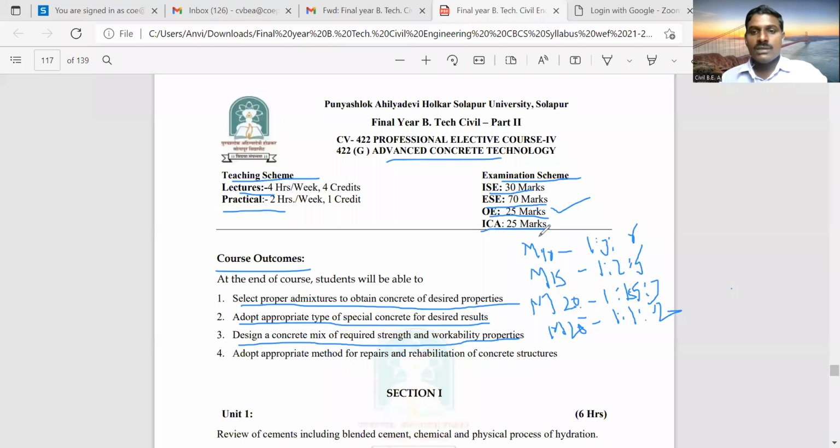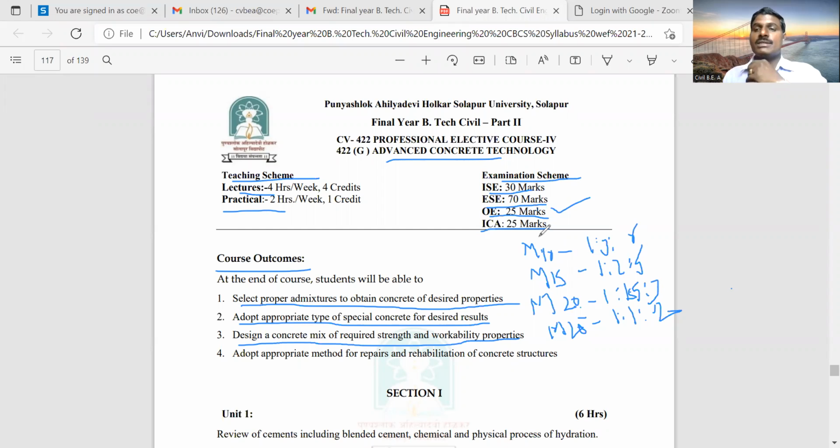But if we go for a higher grade of concrete, more than M25, such as M30, M35, M40, M50, M80, M90, then we have to use mix design. So the third outcome is to design a concrete mix. It means how much proportion of cement, how much proportion of sand or crushed sand, and how much proportion of aggregate we have to take on the basis of the design mix.